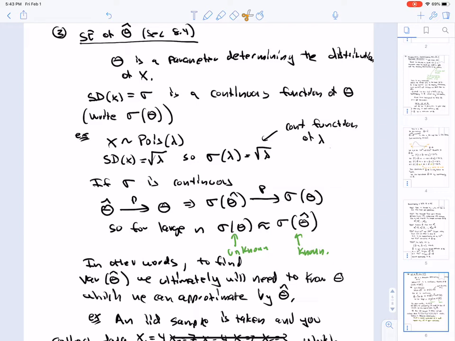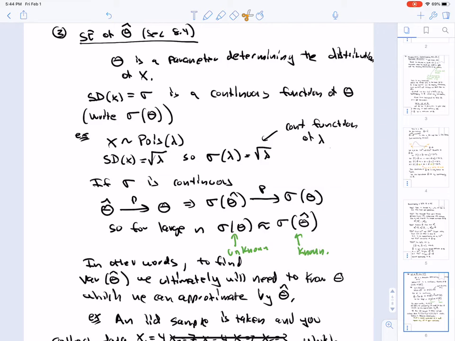So finally, I want to talk just briefly about the standard error of theta hat. Theta is a parameter determining the distribution of x, and you can think of the SD of x, which is also written sigma, as a continuous function of theta. So for example, if x is Poisson, the SD of x is the square root of lambda. Lambda is our parameter, so sigma of lambda is the square root of lambda. That's just a continuous function of lambda.